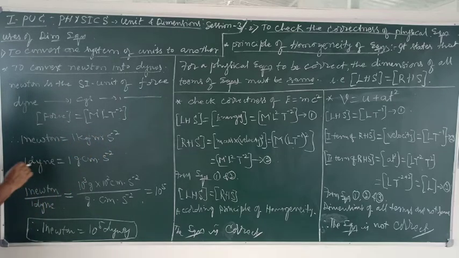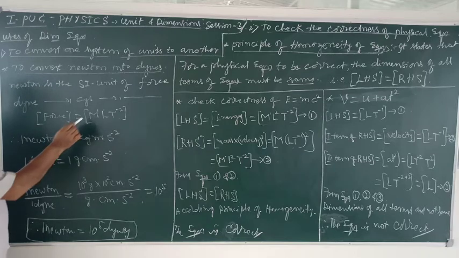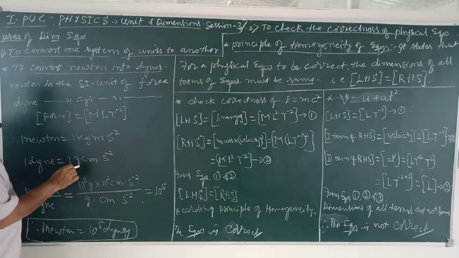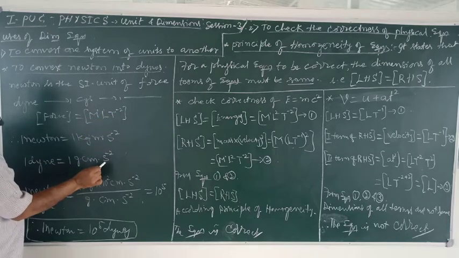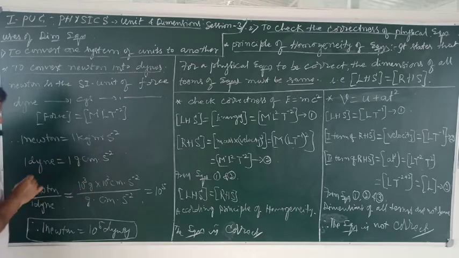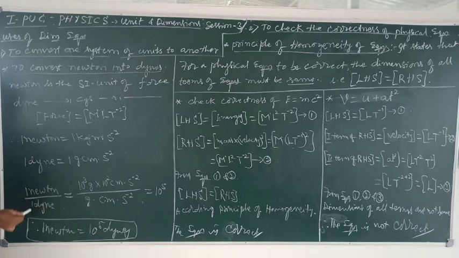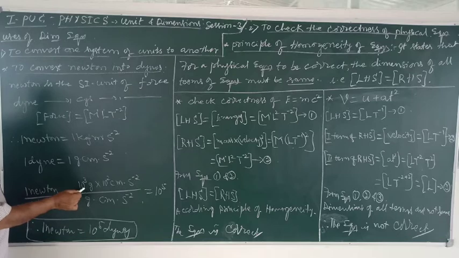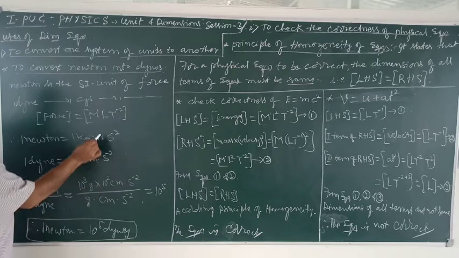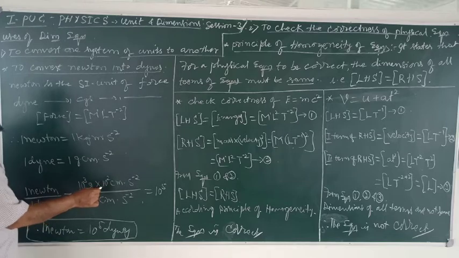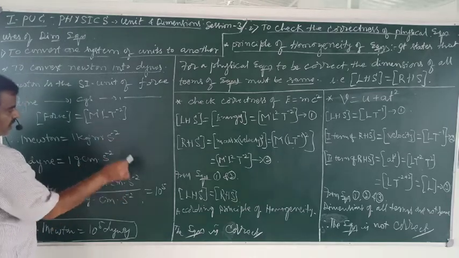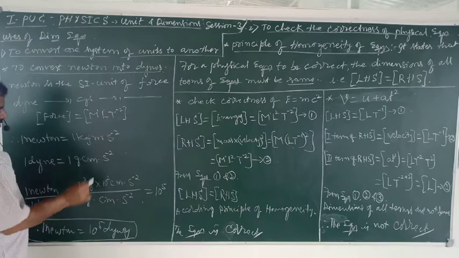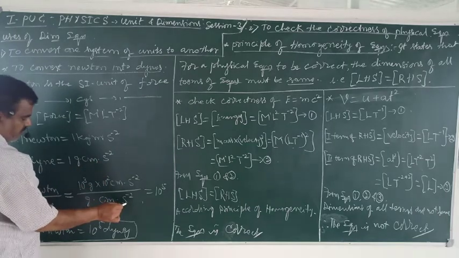Similarly, as dyne is the CGS unit, in the CGS system the unit of mass is gram, the unit of length is centimeter, and the unit of time is second. Therefore, 1 dyne we can write like this: 1 gram centimeter second minus 2. If we divide, kg is 1000 grams, 10 to the power of 3 gram. 1 meter is 100 centimeter, that is 10 square centimeter, into second minus 2, divided by gram, centimeter, second minus 2.